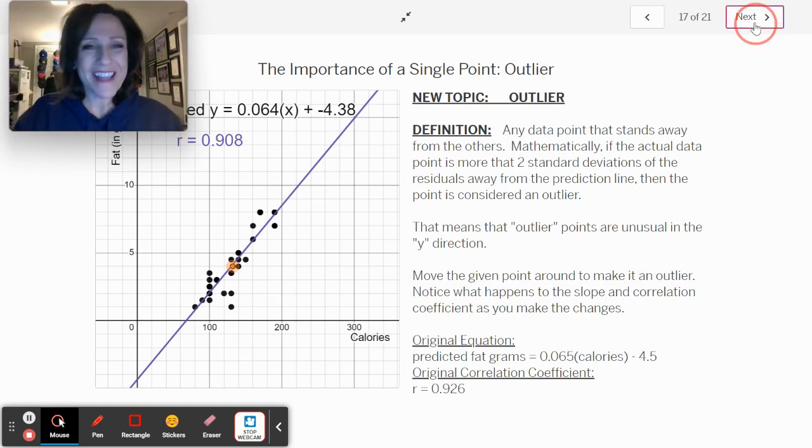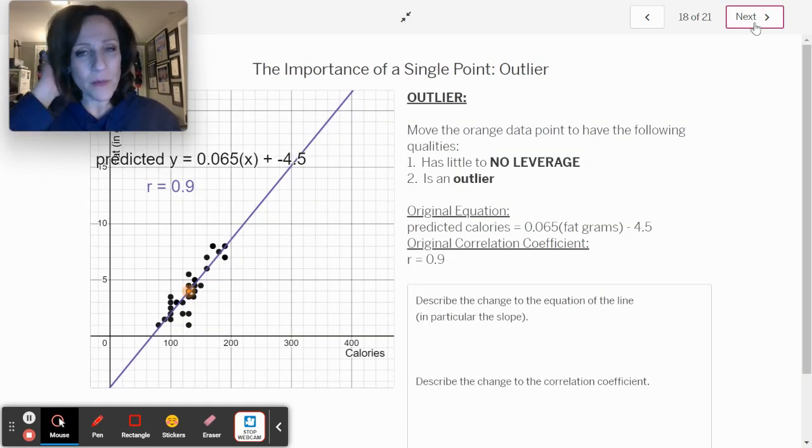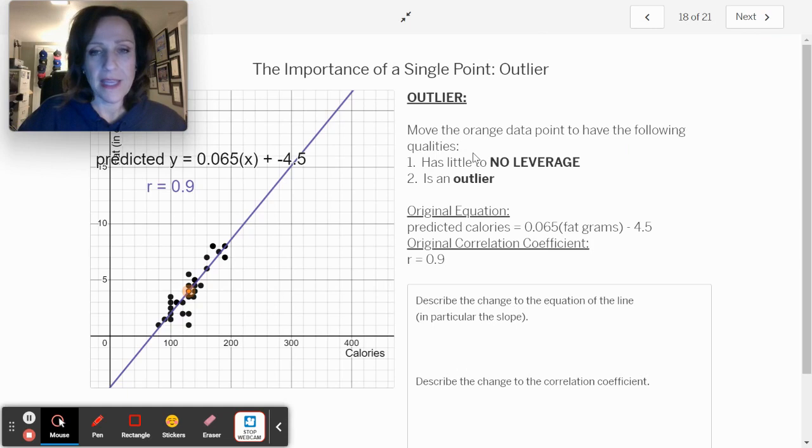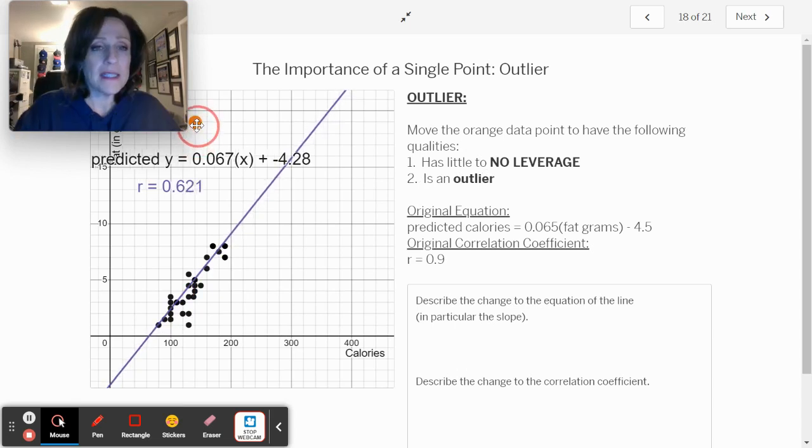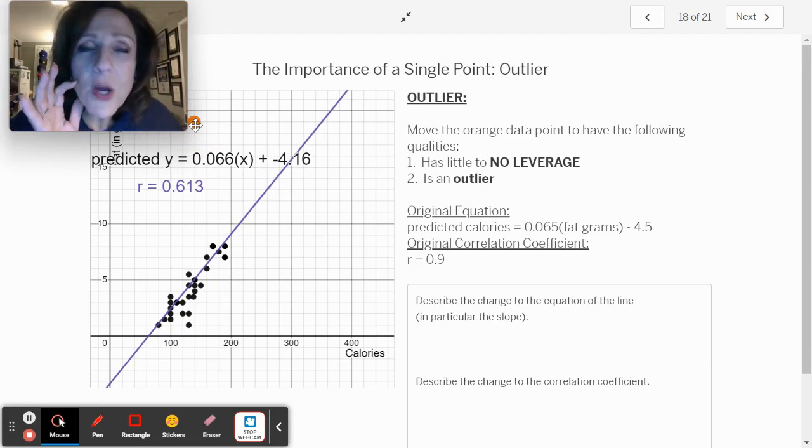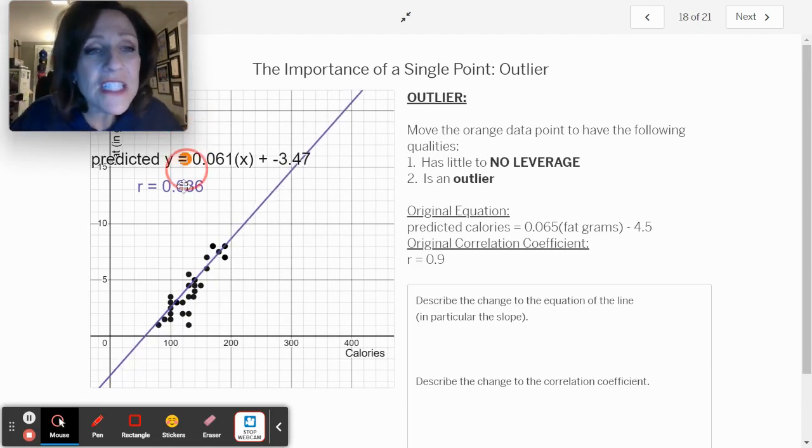Moving on. Slide 18. Okay, here we go. So now, move the orange data point to have the following qualities. Has little to no leverage. Okay, so think little to no leverage. Is an outlier. Place that point somewhere. Okay, secret or like hint, it's not really changing the equation of the line very much. It's not affecting the slope.